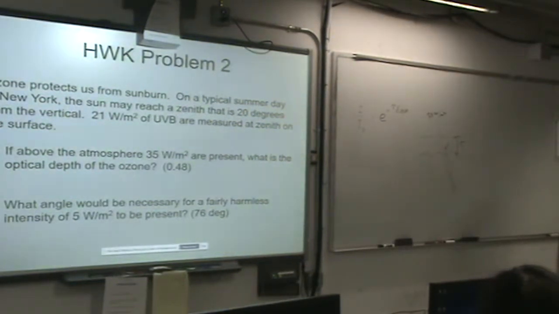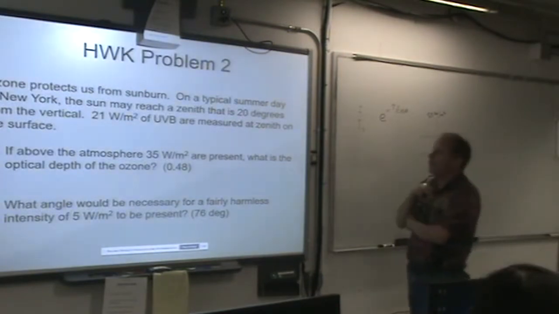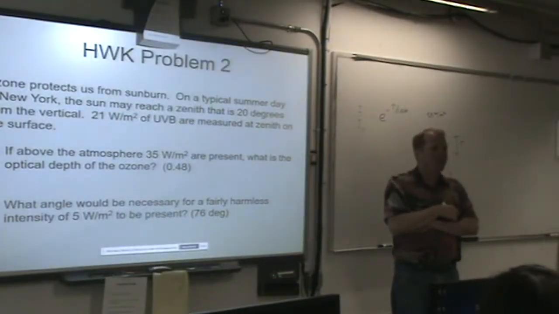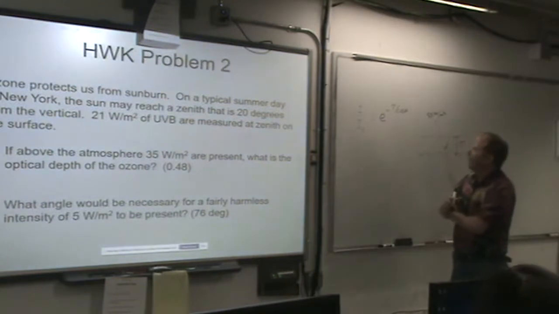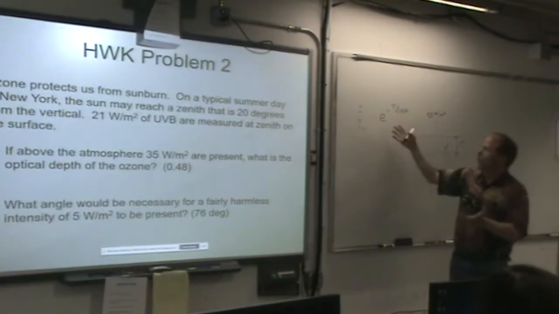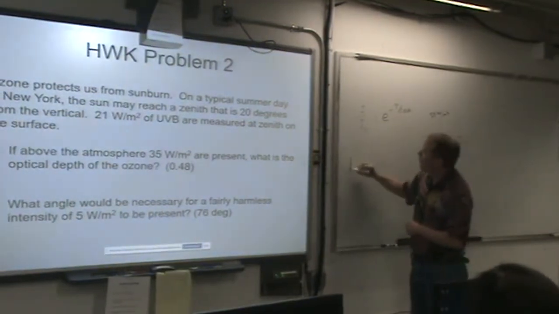Have I answered the questions? Are you okay? Do you need me to work this out, or are you like, you got this? Anybody want me to work it out? Okay. Let's work out the second one. The second one was what angle would be necessary for a fairly harmless intensity of 5 watts per meter squared to be present? What variable are we looking for? Theta. In this equation, do we have theta? Yes, we have theta. So what we do is we solve for it.